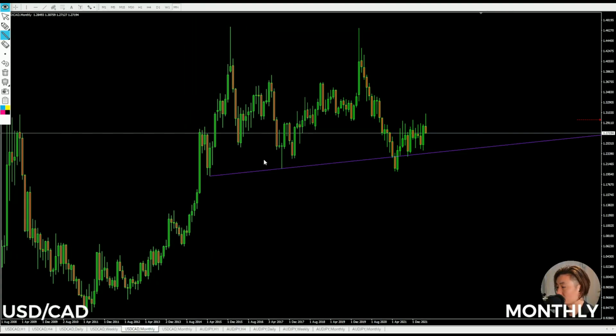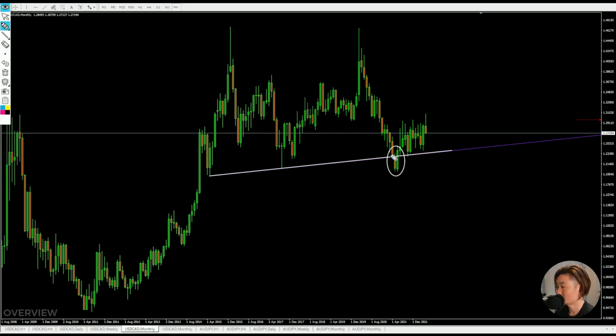So let's start with the dollar CAD pair. This is a monthly chart. We'll start off with an overview. Since there was normal long strength confirmed at this point, from this trendline breakout from this pivot to this pivot right here, with a breakout and immediate break back in, creating normal long strength.